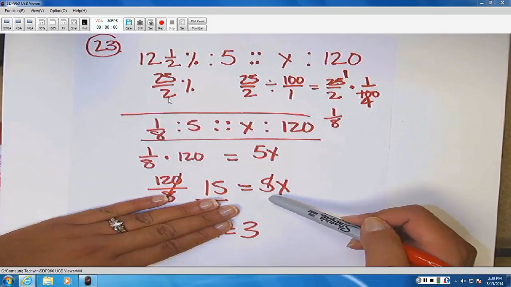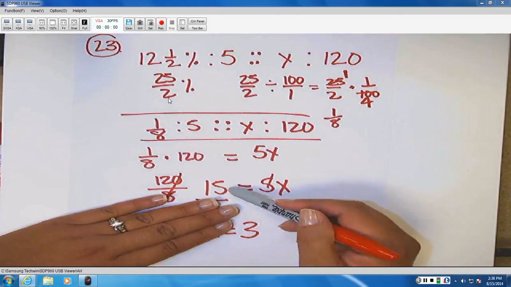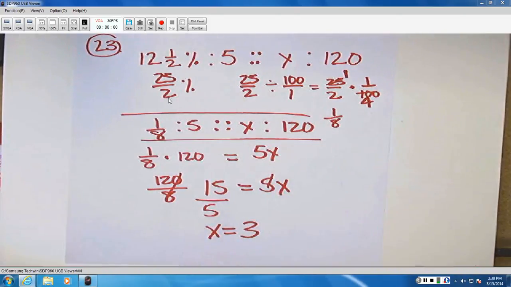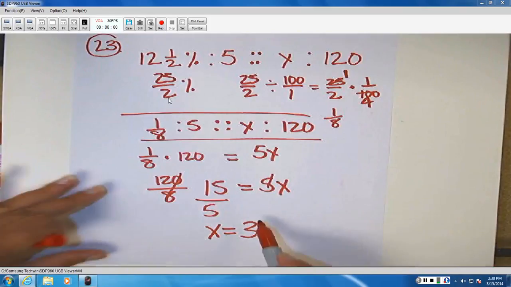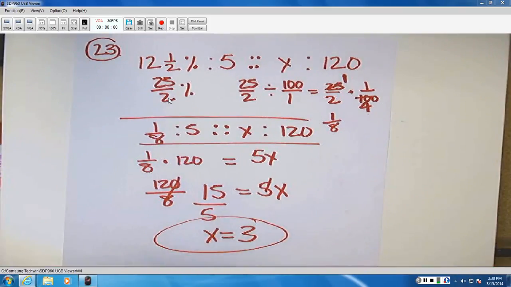We then took the 5 and divided it. We divided the 15 by the 5, and 5 will go into 15 3 times. So we were left with this nice, easy number of x equals 3.